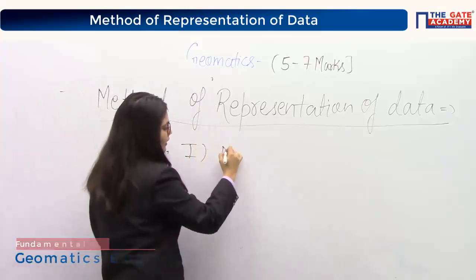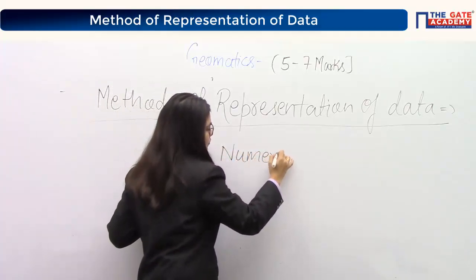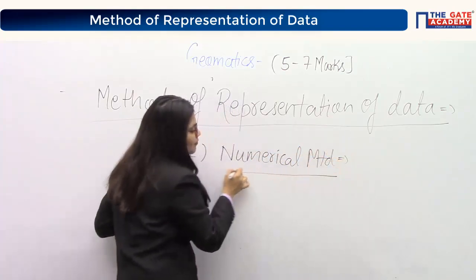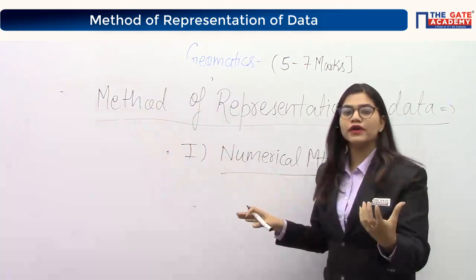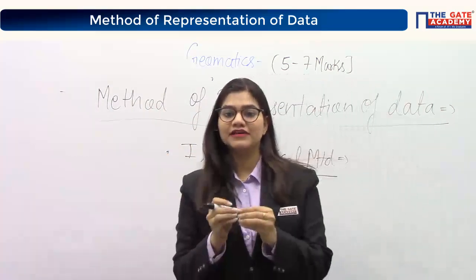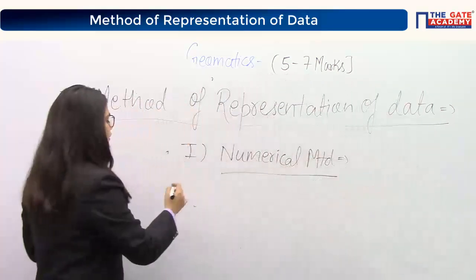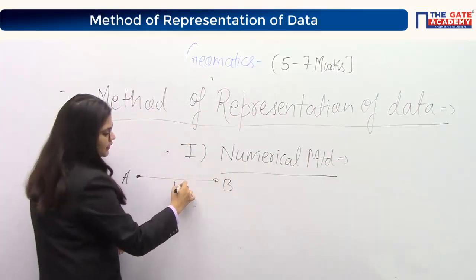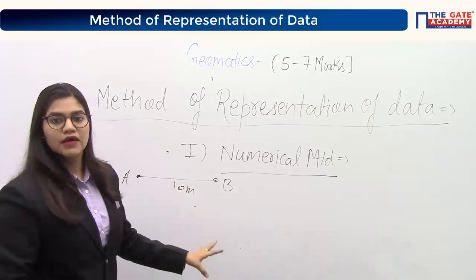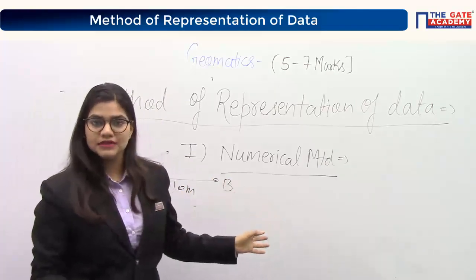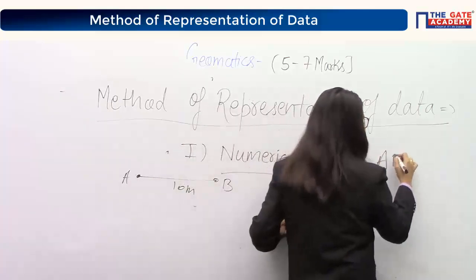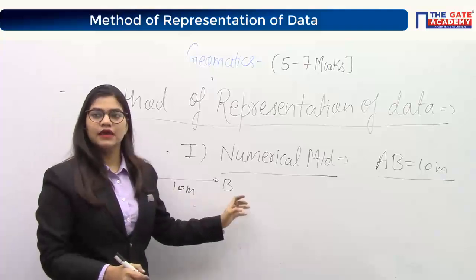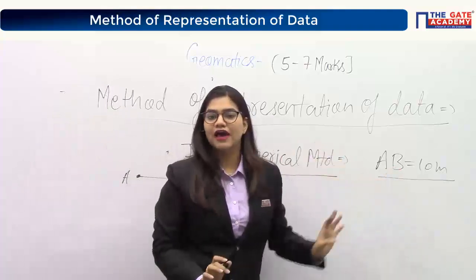One is your numerical method. Numerical method means if you are going into the field and you measure some distance, say this distance AB as 10 meter, how will you represent this? AB is equal to 10 meter. Directly you will take these two points A and B and directly represent the numeric value of that.